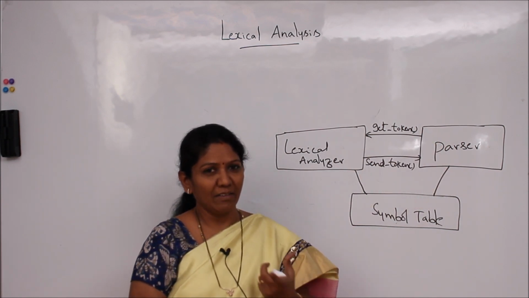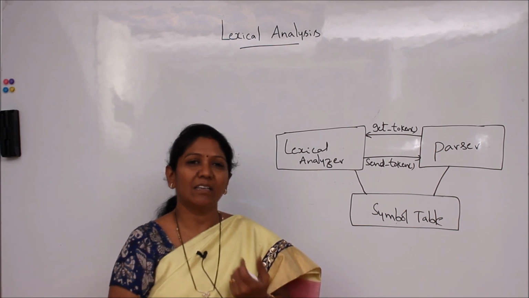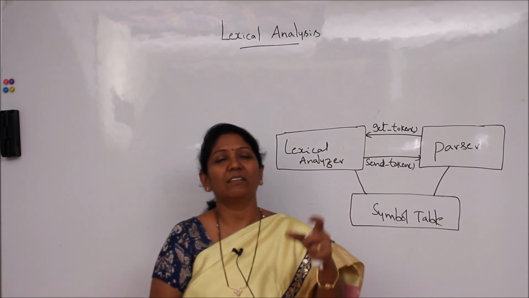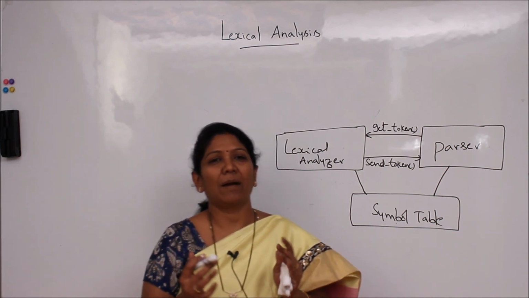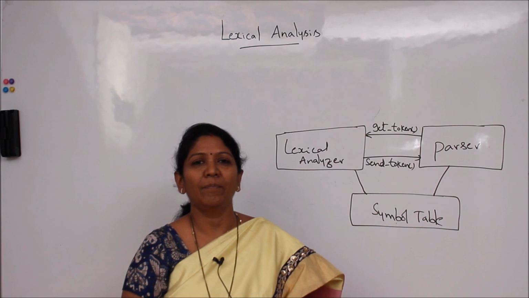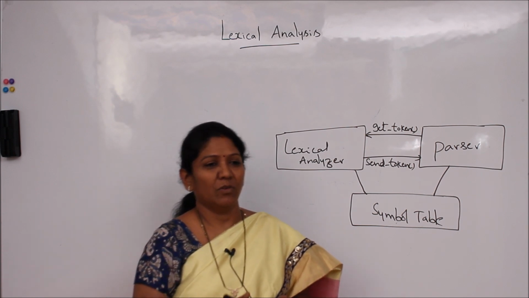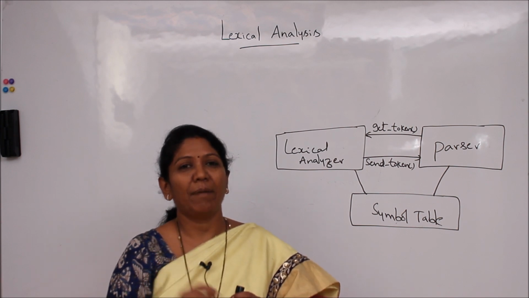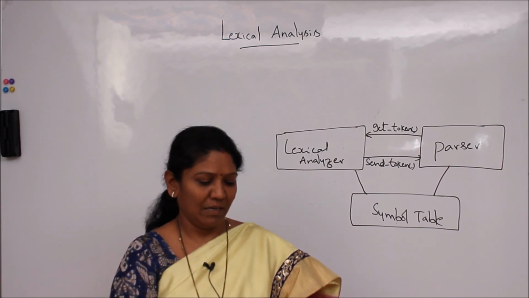It is implemented as a subroutine. As and when it gets a request from the parser, it reads the next token from the source code and sends that token to the parser. If it happens to be an identifier, it stores that into the symbol table. So, in lexical analysis, we use terms like token, lexeme and pattern. Let's try to understand what they mean.